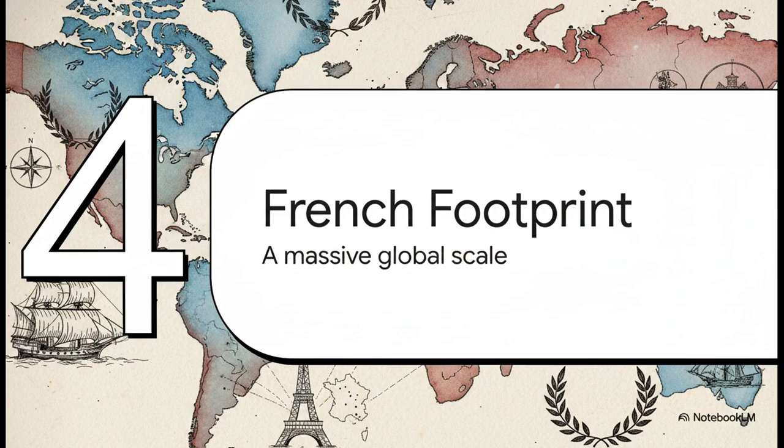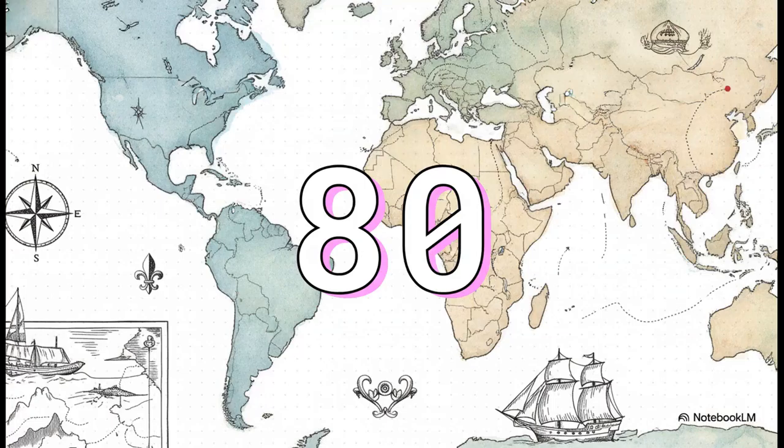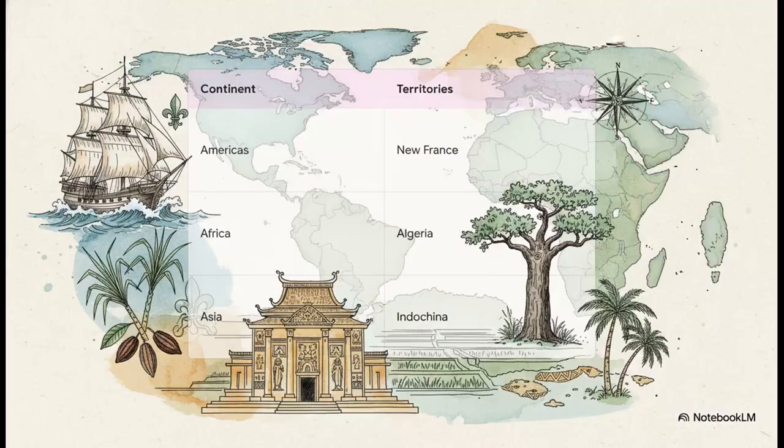The French global footprint. 80. France held about 80 colonies throughout its history. That is the second most of any nation in the world, trailing only behind the British Empire. The French footprint literally spanned the entire globe.